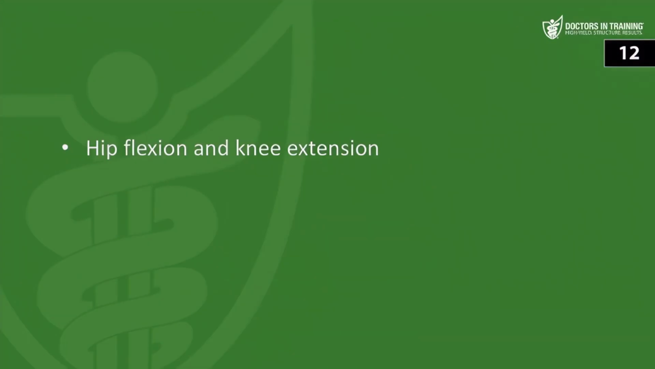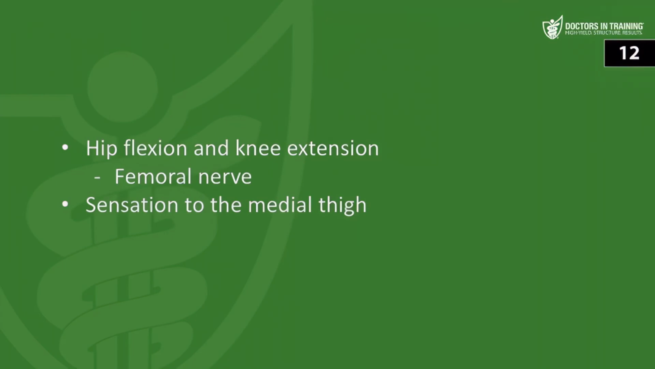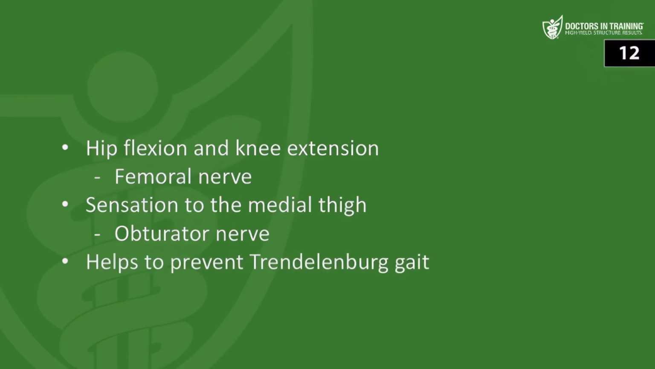Next, which nerve is responsible for the following functions? So first we have hip flexion and knee extension. So remember that's your femoral, it's kicking a football. Sensation to the medial thigh. Think of obturator and that terrible machine you got to use. Helps to prevent Trendelenburg gait. Think of the superior gluteal nerve.